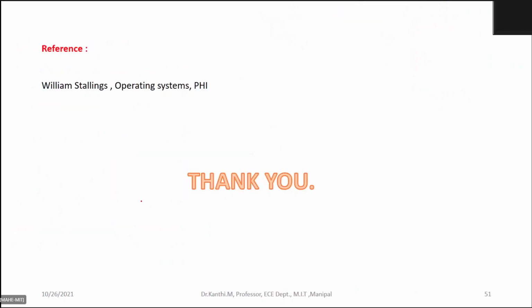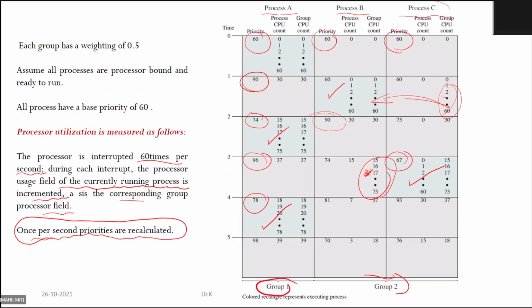Yeah, so this is about the different types of uniprocessor scheduling. If there are any doubts, you can ask. Any doubts? No doubts. Okay.